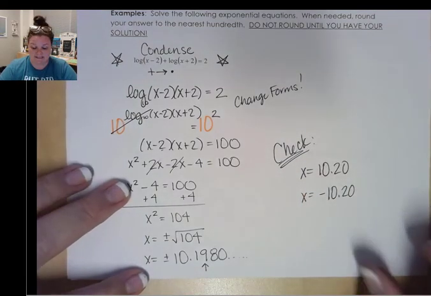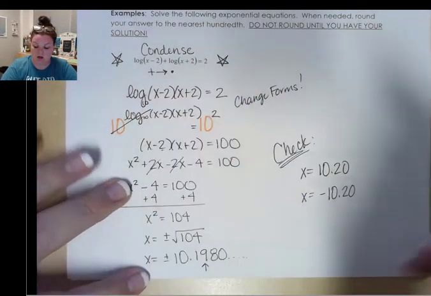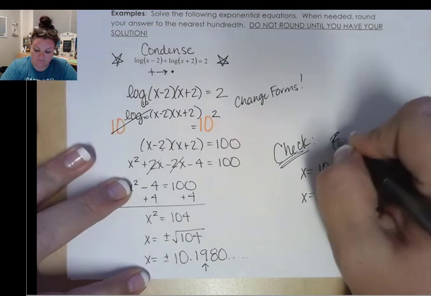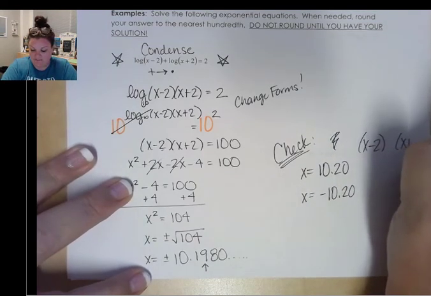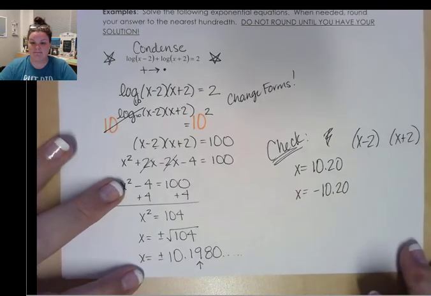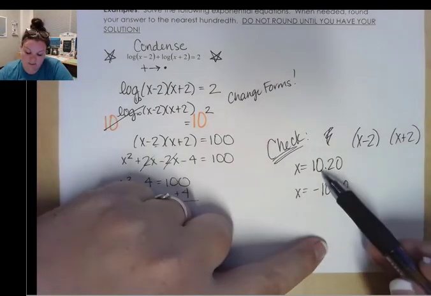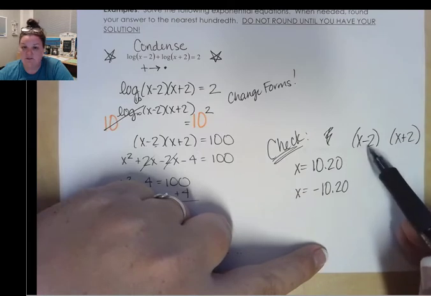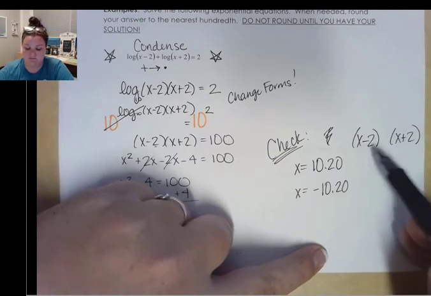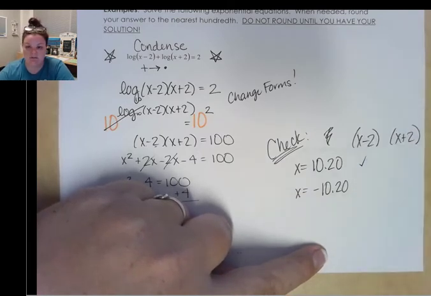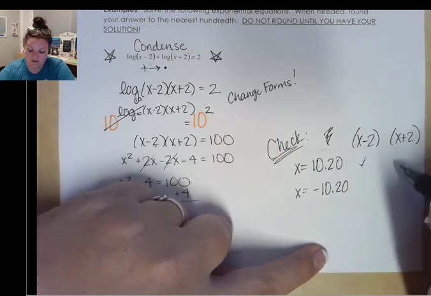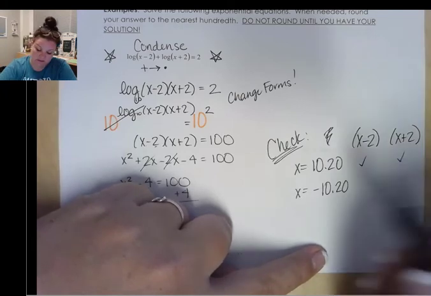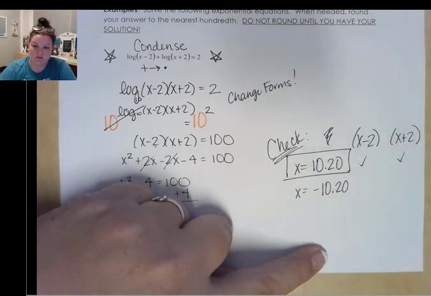And the 2 inside values that we had inside our logs were x minus 2 and x plus 2, right? So notice if I have 10.2 and I subtract 2 from it, that's still okay. That's still a positive number, right? If I do 10.2 and I add 2 to it, that's also okay. So I know this one is a solution.